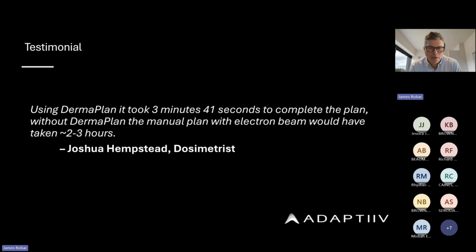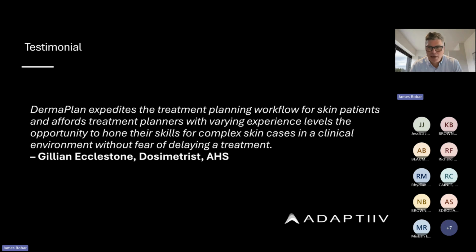The real world data is the box and whisker plot that I just showed you, factor of around 2 to 5 savings. This would be just for a single plan generation. And then some comments about just freeing up time to do other things for dosimetrists, as well as standardization. So it affords treatment planners with varying experience levels the opportunity to hone their skills for complex skin cases. So it can be used as a teaching tool in a way.